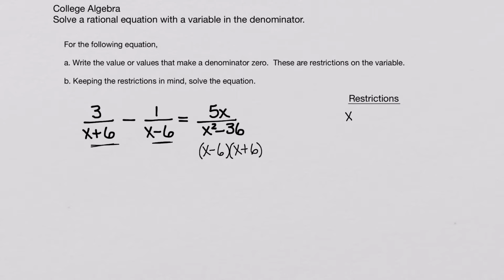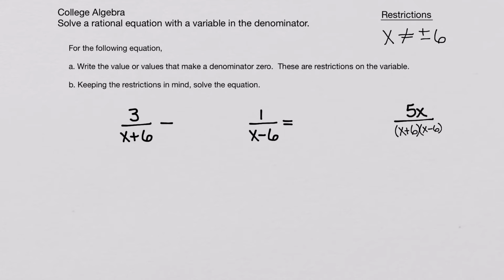restrictions. So I have x plus 6 equals 0 would give me x equals negative 6. And x minus 6 equals 0 gives me x equals positive 6. So those are my restrictions. X cannot equal either negative or positive 6. Now I've moved my restrictions up to the top of the screen so they're out of the way.